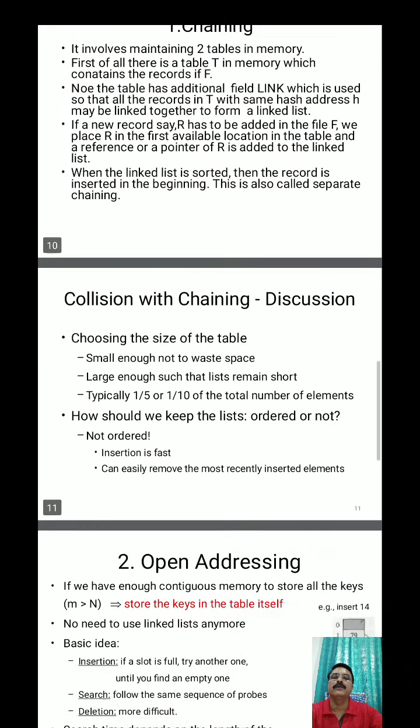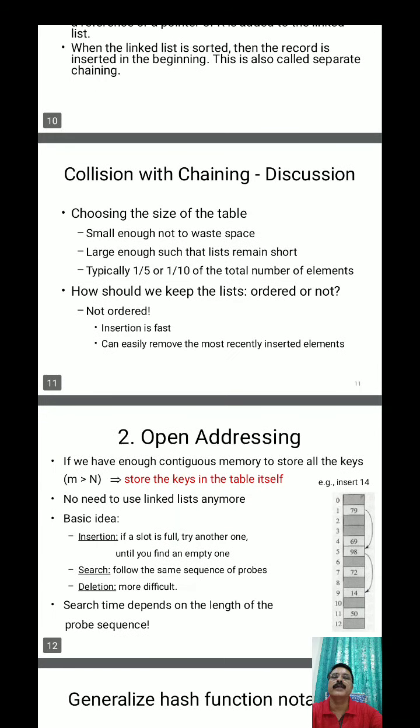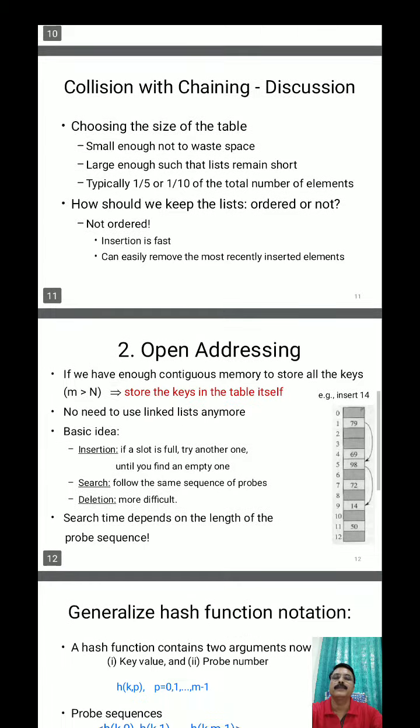Now let's move on to collisions with chaining. Choosing the size of the table is important. The table should be small enough not to waste space and large enough such that the lists remain short. Typically 1/5 or 1/10 of the total number of elements are occupied. How should we keep the list, whether it should be ordered or unordered? Obviously unordered, because it results in faster insertion and we can easily remove the most recently inserted elements.